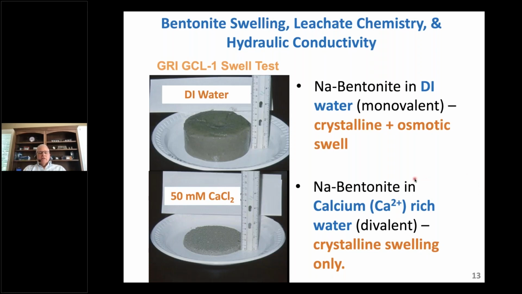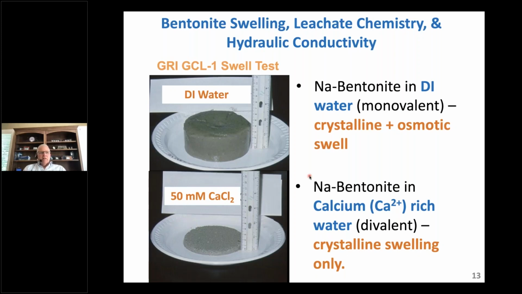Okay, so just an example here, two different photographs shown in this slide. In each case, we ran the old GRI GCL-1 swell test, where we took a thin layer of bentonite equal to what would be in a GCL, put it in a Proctor mold, put a plate on top of it, and then poured water on top, and we would measure the movement of the plate, or the swelling of the plate. That's how that test was run. And when we were done, we would report that swell as the swelling of the bentonite.